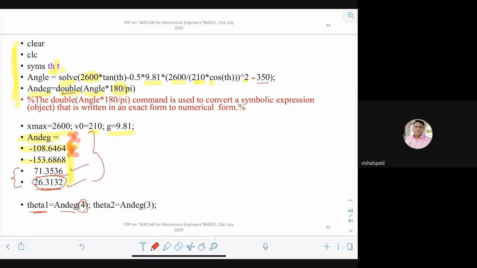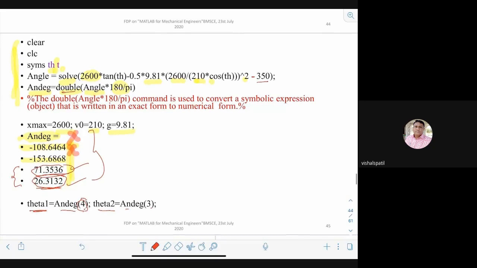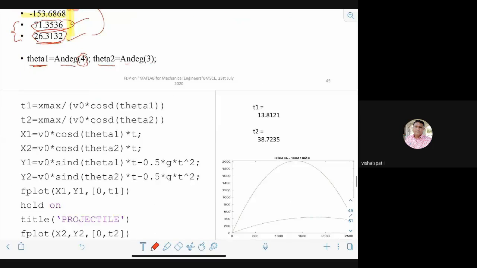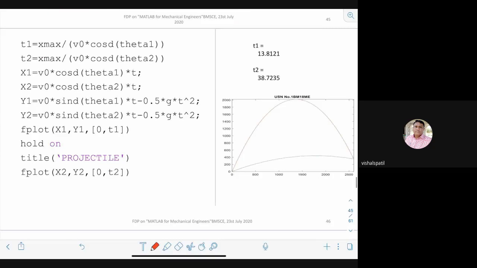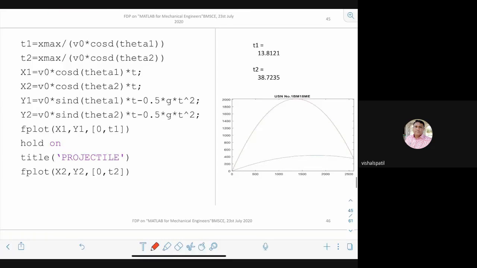And the second, theta 2, is an angle of 71 degrees. So two values are practically accepted. Those are the two possible solutions to this problem. Now, once I know the angle at which these can be fired, I can also try to find out the path. But remember, they are reaching the same target.